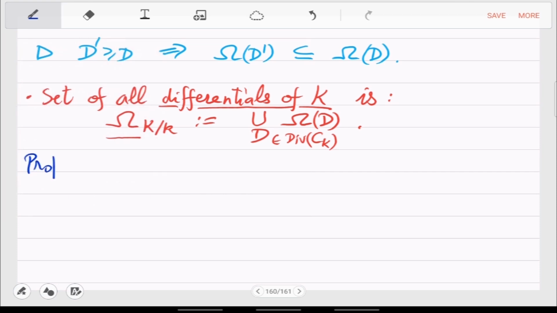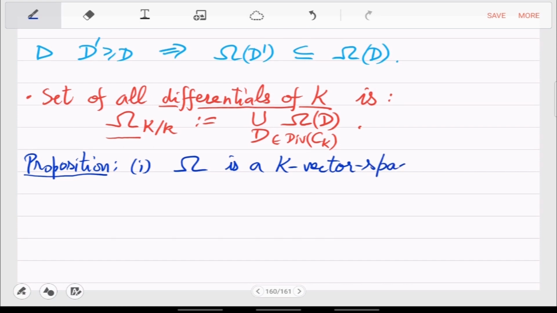So the first property is that omega is a big K vector space. Clearly it's a small k vector space because these are linear maps over small k, so you add two things, you get a third differential, but over the function field also it's a vector space, and in fact it's a rank 1 vector space.